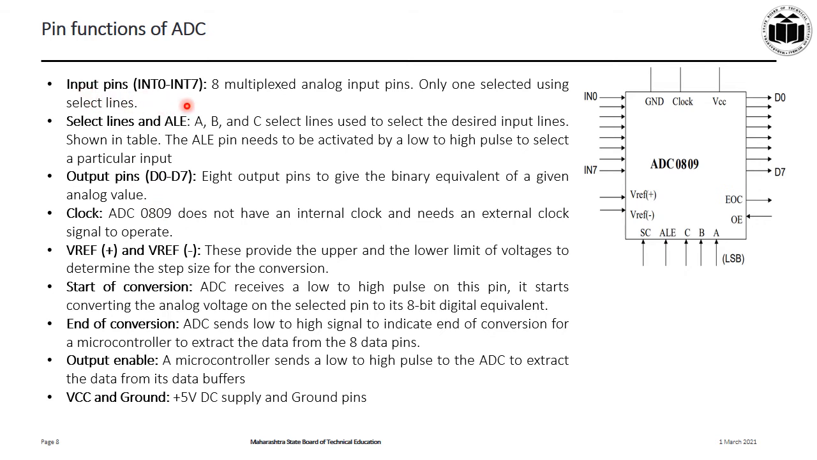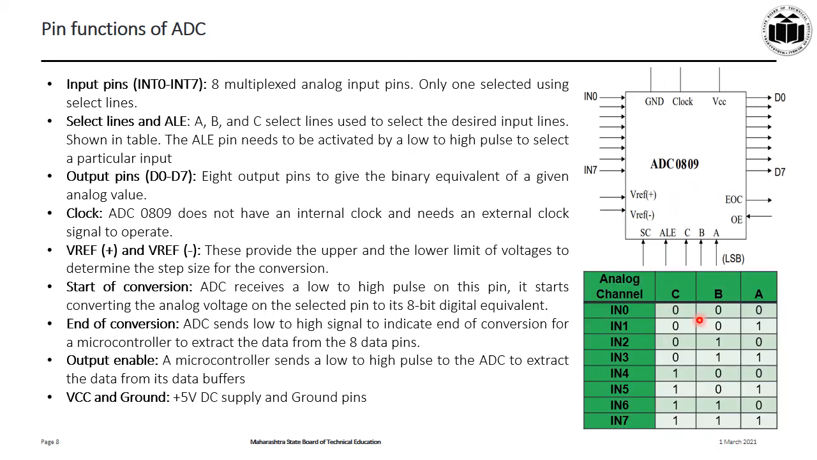Now it has 8 multiplexed analog inputs from IN0 to IN7. Select lines and ALE. There are 3 select lines A, B, C to select any one of the inputs which will be converted to output. So total 8 analog inputs can be connected to ADC, but at one time only one can be converted to digital and given to microcontroller. So that is done using this table. ABC as select lines, selecting respective analog channel.